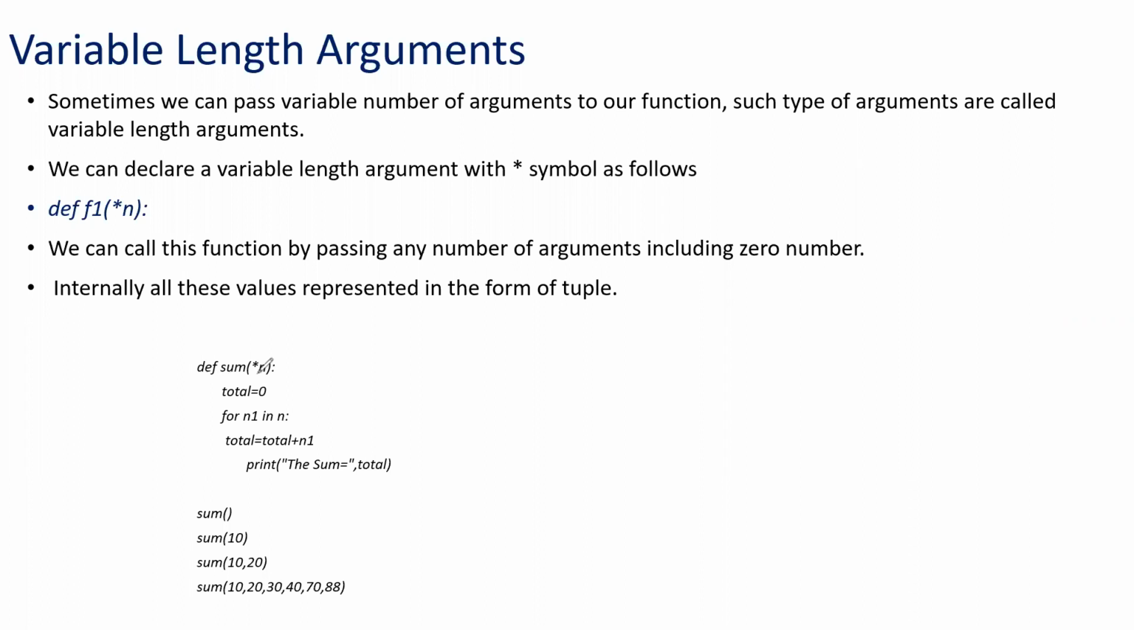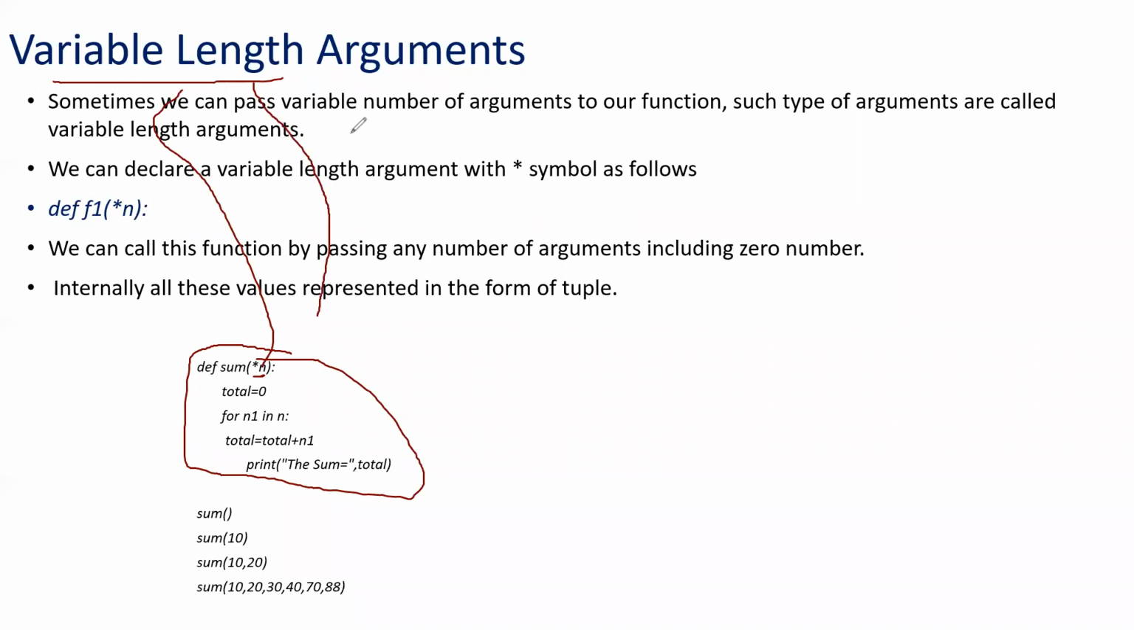Here I am creating one function, that is def star n. It means variable length. Length will be variable, not fixed. It means the number of input values can vary: 0, 1, 2, 3, 4, 5, up to 100, up to 1000, up to 1 lakh, whatever it is. It changes with the input values, so the length will change. Here, let me finish this, then we'll continue.